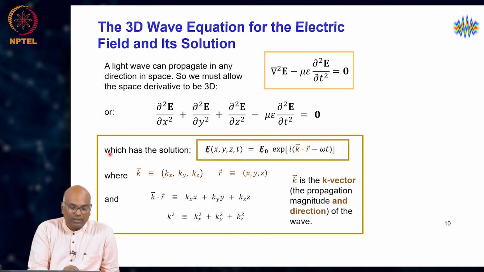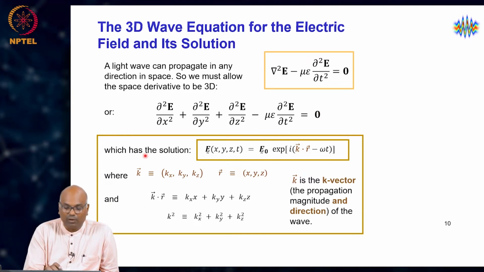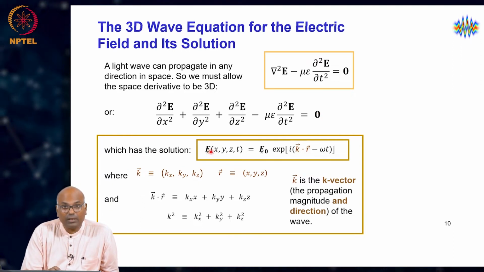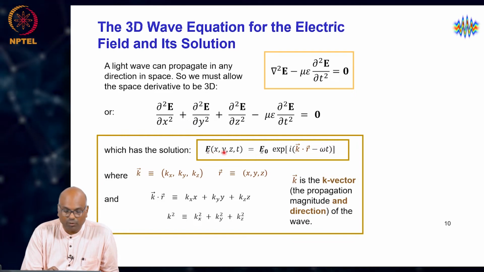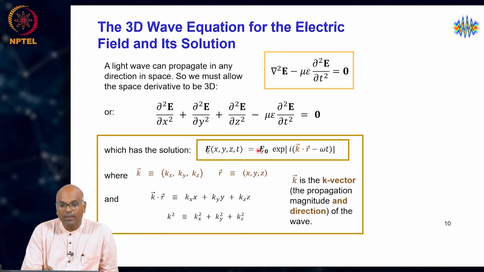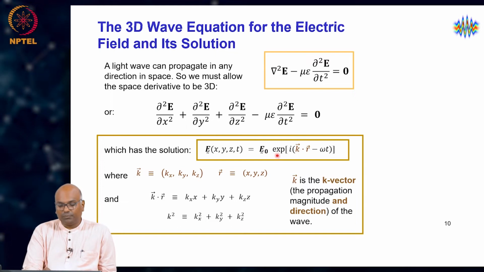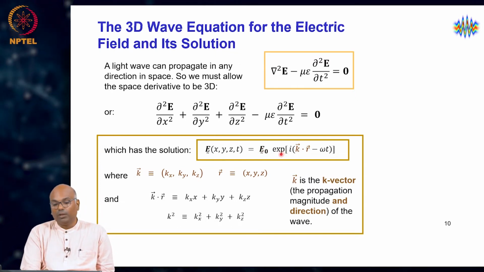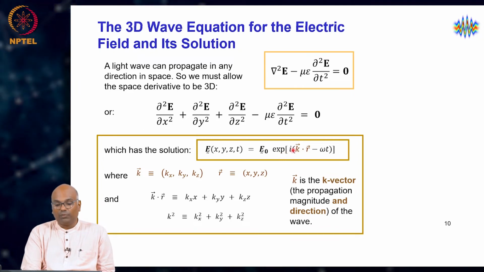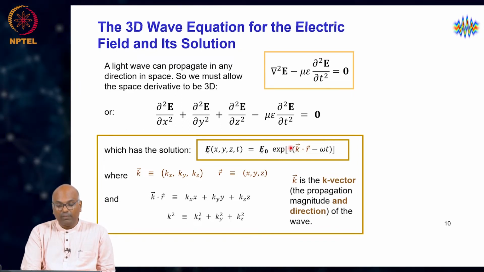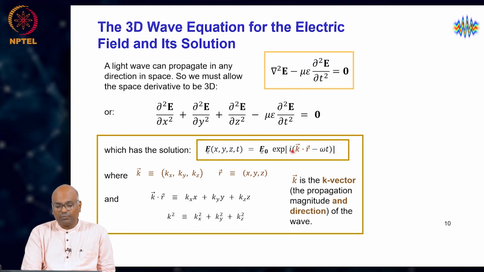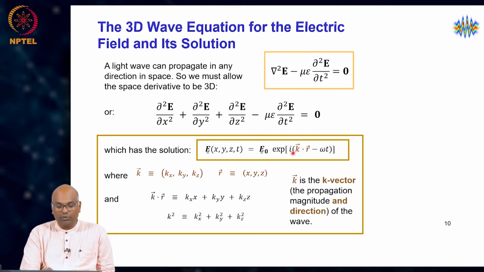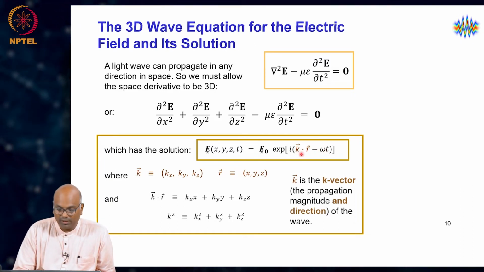Now, this has a solution of the form E as a function of 3 spatial Cartesian coordinates x, y, z and t is equal to E naught, the vectorial wave amplitude, multiplying the complex exponent, which is a function of k dot r minus omega t. So, what is k dot r?